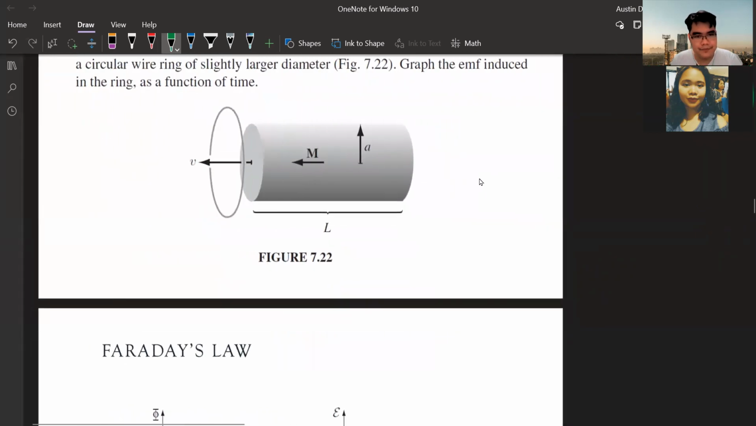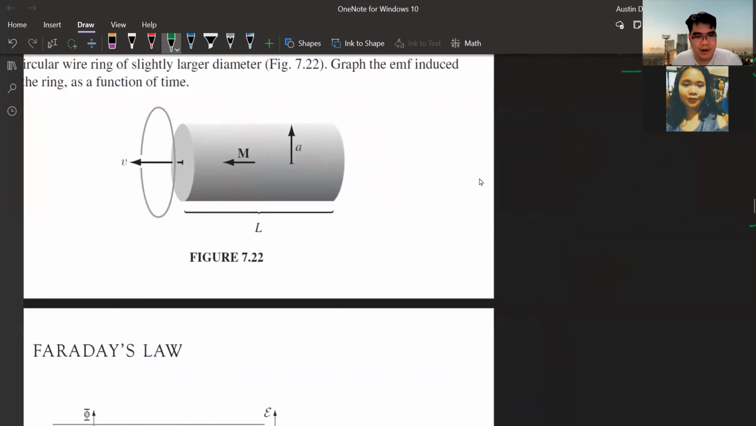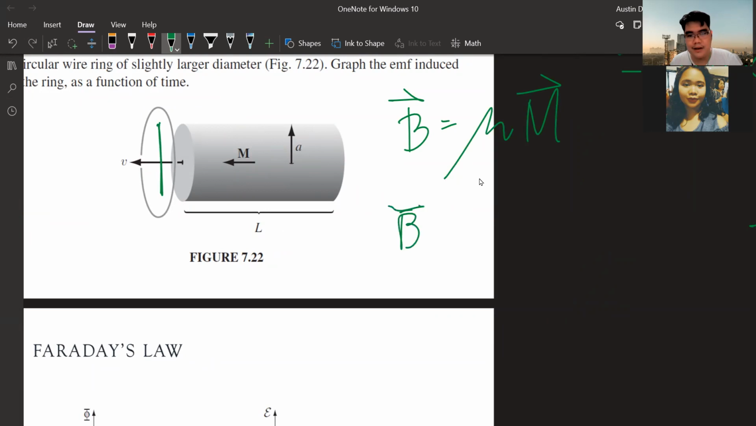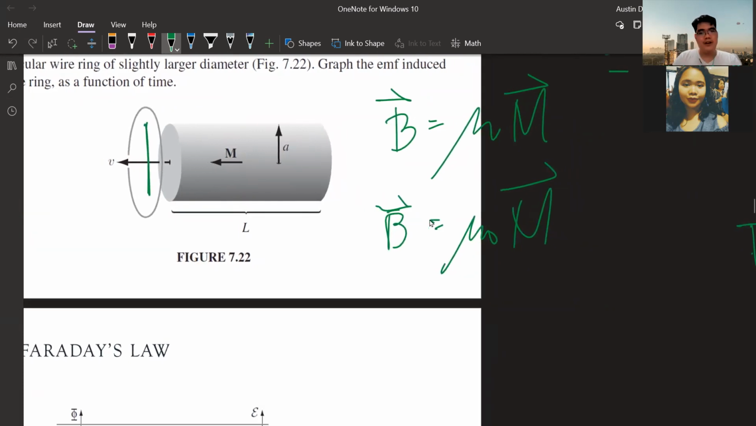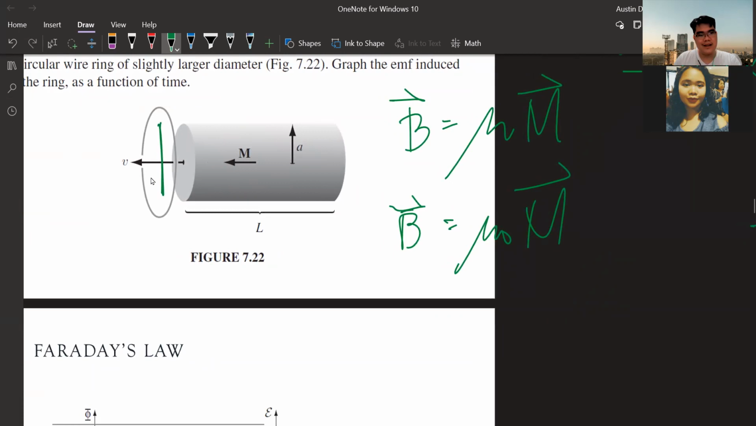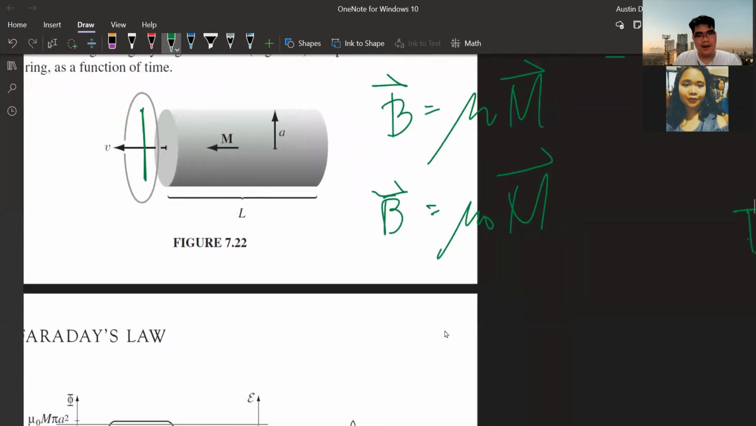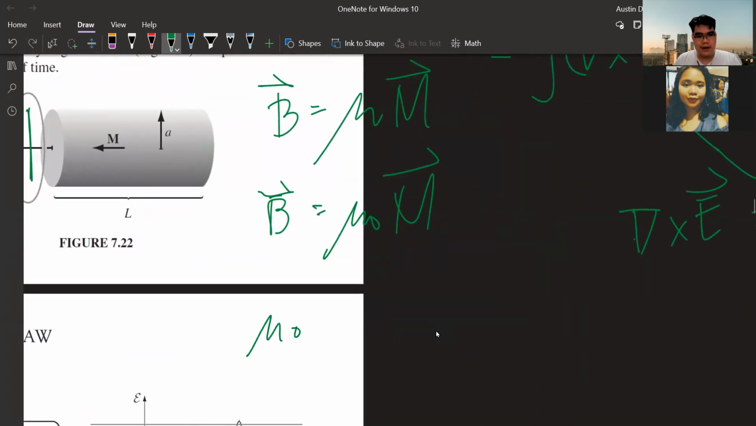Okay, the magnetic field for this setup, for this cylinder, we have B in the axis of the magnetization, mu naught M, di ba? However, if you're looking at this side, outside, this is just mu naught M, kasi outside wala namang magnetization doon. Therefore, the field na nararamdaman nitong side na to is mu naught M. And then the flux would be simply mu naught M times pi A squared.